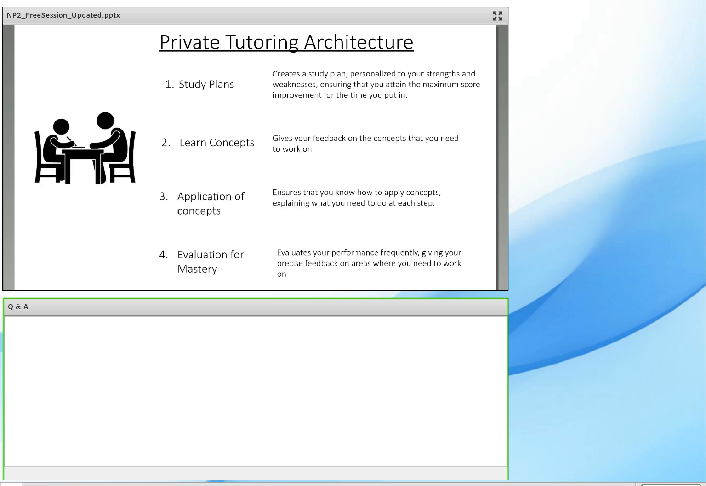Now, the next piece is evaluation of mastery. A good private tutor ensures that you move from one topic to the other only once you've hit the target percentile.